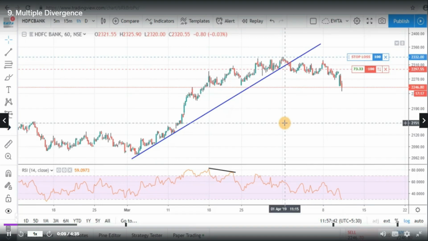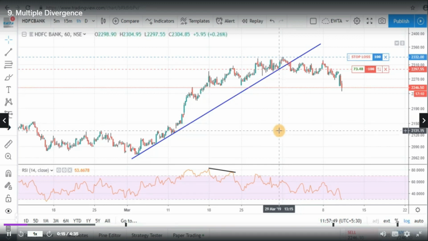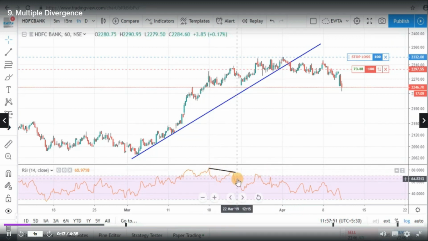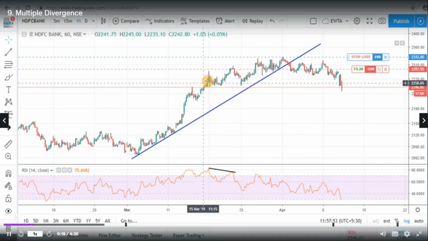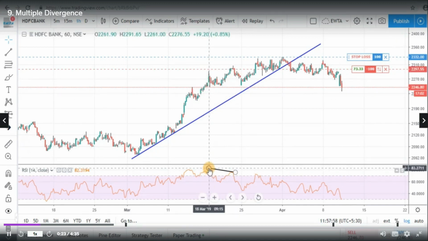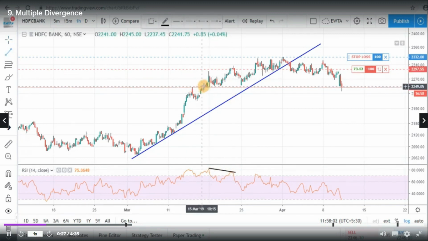See, this is the hourly chart of HDFC Bank, and as we know, when we get a negative divergence, we should get the RSI peaks going in downward direction, but prices should go in upward direction. So here this was the first signal. RSI peaks were going in downward direction, but prices were going in upward direction.